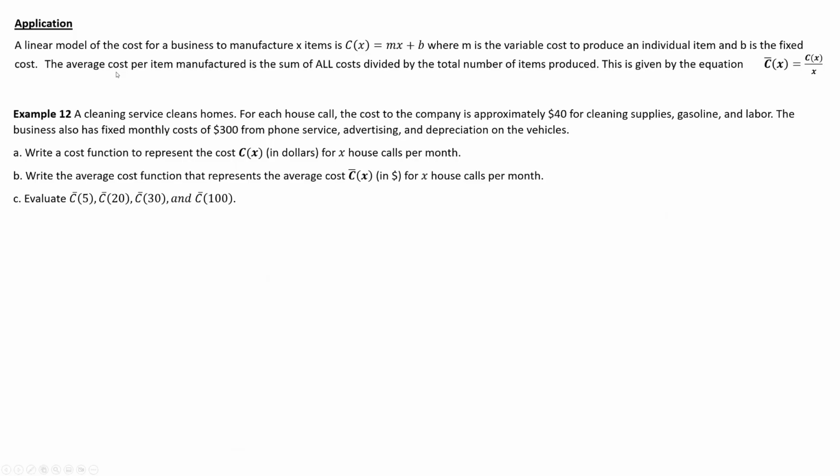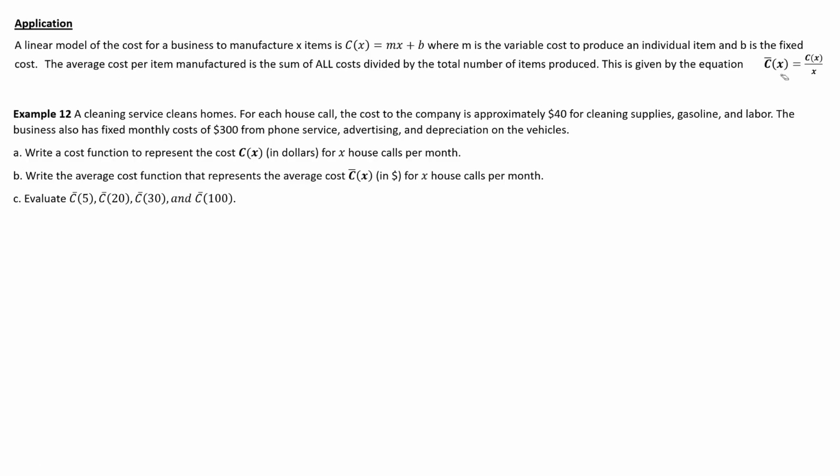Okay, so here is an application for this kind of rational function. So they tell us some information first. A linear model of the cost for a business to manufacture X items is C of X equals MX plus B, where M is the variable cost to produce an individual item, and B is the fixed cost. Fixed costs are things like rent for your company's space or phone bill. Those are the kinds of costs that, no matter how many items you make, you're still going to have to pay. And then the costs that are affected by how many items you make, those are your variable costs.